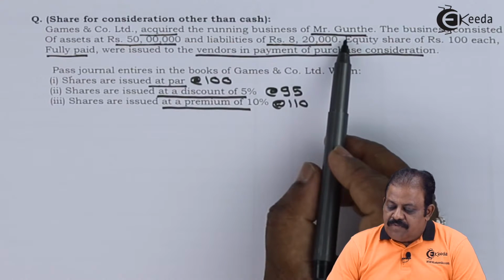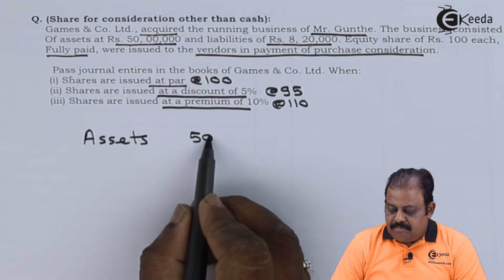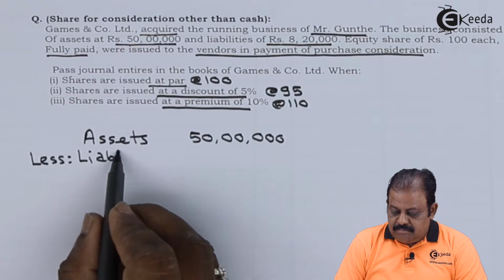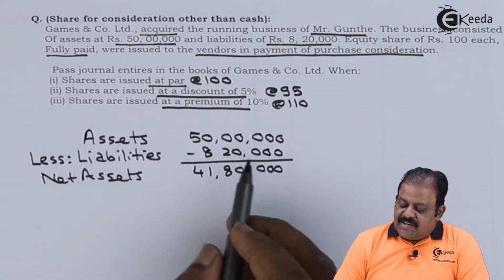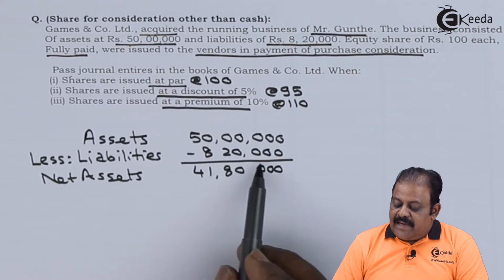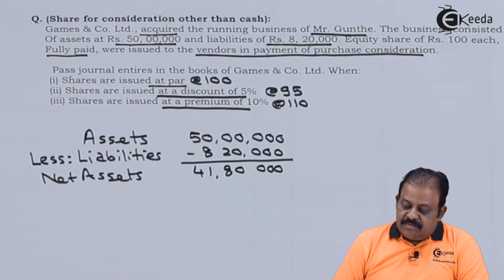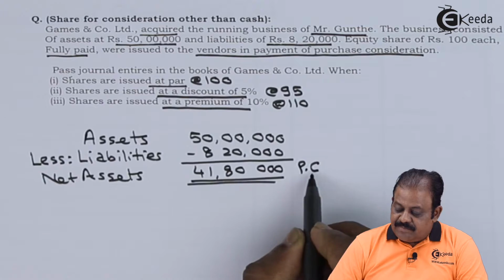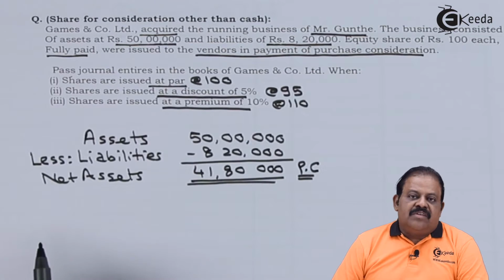Games and Company acquired running business of Gunthe. The business consisted of assets rupees 50 lakhs and liabilities rupees 8,20,000. Assets taken over 50 lakhs, liabilities taken over 8,20,000. So the net asset value of business taken over is 41,80,000. Here the amount of PC, that is purchase consideration, will be based on net assets. Games and Company will require to pay Mr. Gunthe 41,80,000, that is net assets taken over. This will be the amount of purchase consideration.